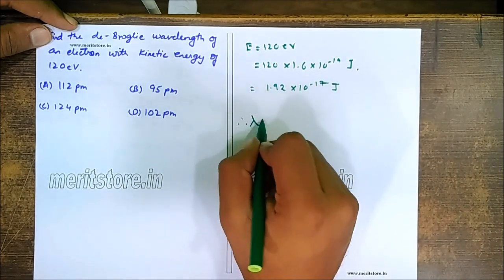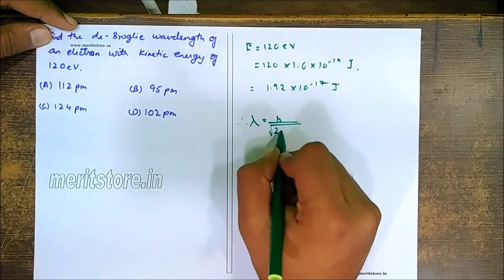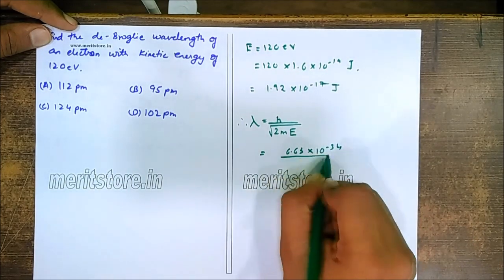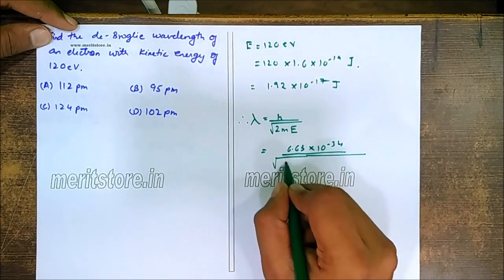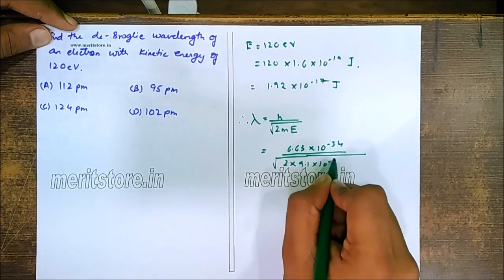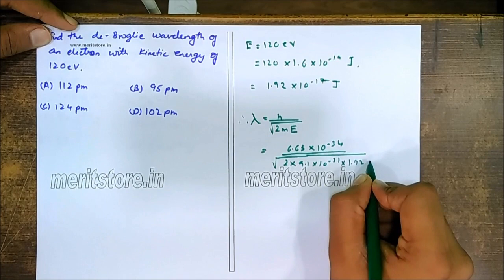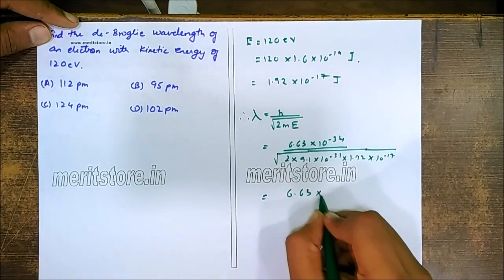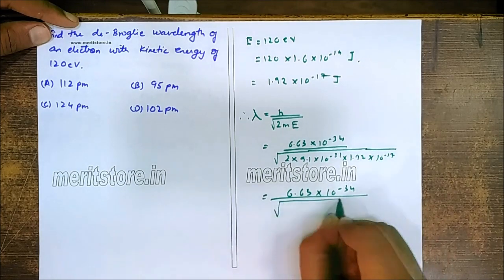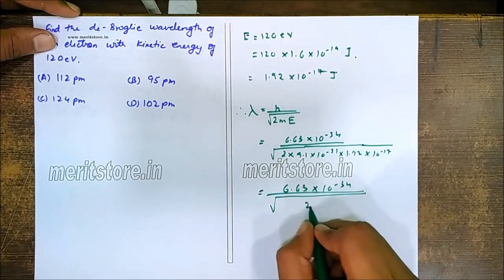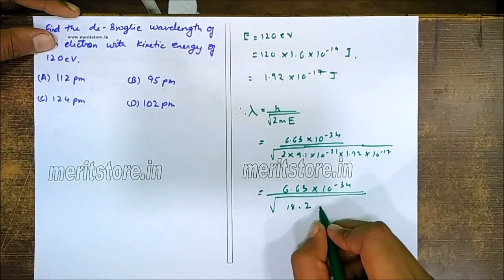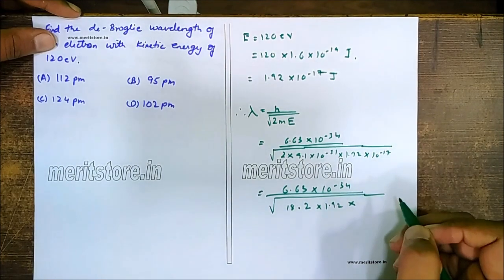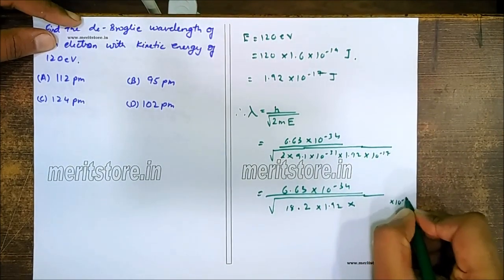Alright, de Broglie wavelength lambda is equal to h upon under root of 2mE. So this is 6.63 into 10 raised to minus 34 upon under root of 2 into 9.1 into 10 raised to minus 31 into 1.92 into 10 raised to minus 17, the whole inside root. This is 6.63 into 10 raised to minus 34 upon under root of 2 into 9.1, which is 18.2, into 1.92 into 10 raised to minus 48, and it will come outside as 10 raised to minus 24.